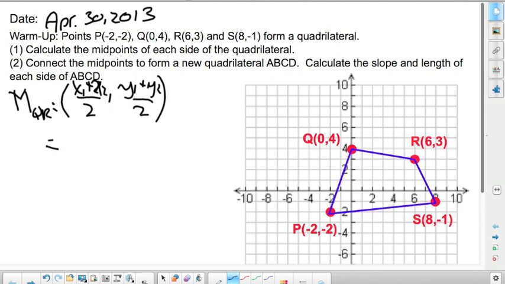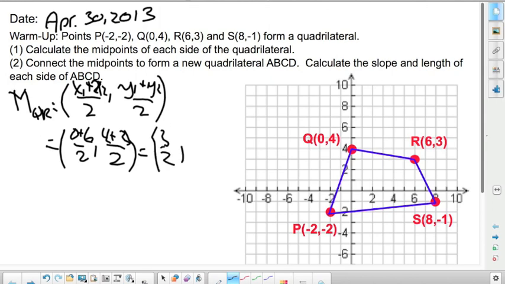So for QR, the x's are 0 plus 6 over 2, and 4 plus 3 over 2. Sorry, 6 over 2. So that gives us 3 and 7 over 2. If you plotted the quadrilateral, you can see that that point makes sense as a midpoint. It's right there.